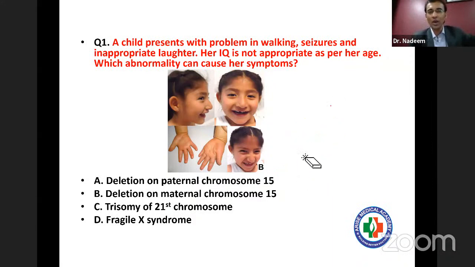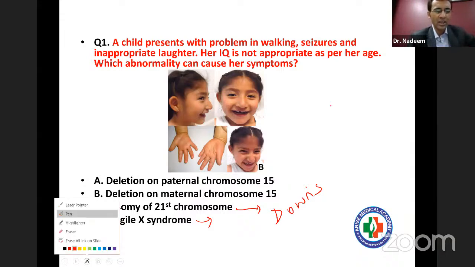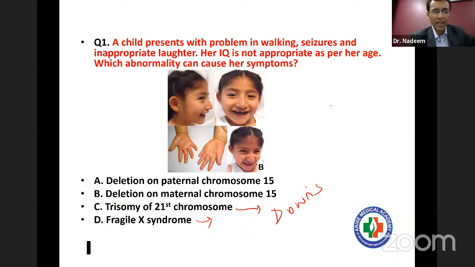Down syndrome is the most common cause of mental retardation, followed by Fragile X syndrome. But here in this question, what is happening? See here, inappropriate laughter. Doesn't she look like a happy puppet? Have you heard this name? Happy puppet.